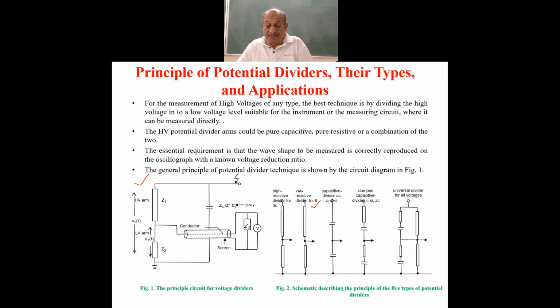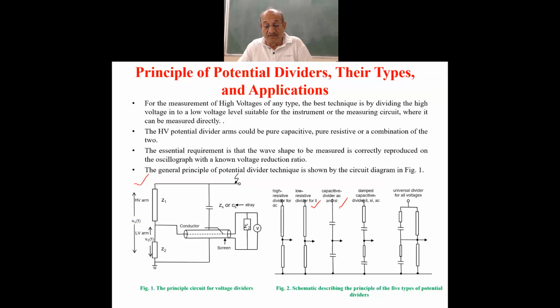Then capacitive dividers for AC and switching are used. As you see, the Z1 and Z2 are two different values, I mean Z1 impedance and the Z2 impedance. They are formed out of capacitance. So capacitive voltage divider, and these are suitable for AC power frequency and SI.